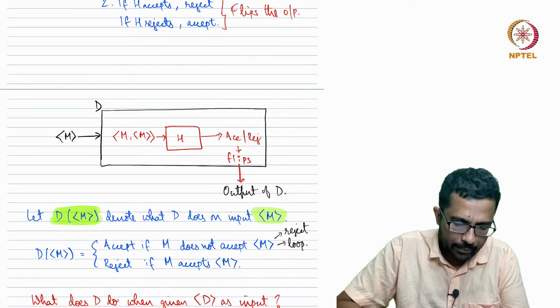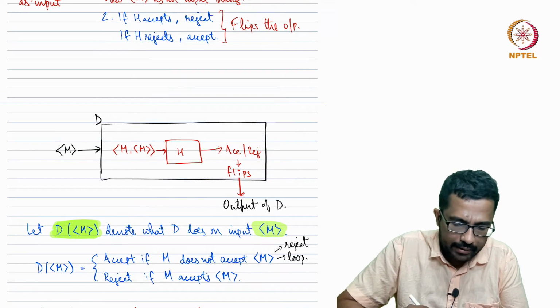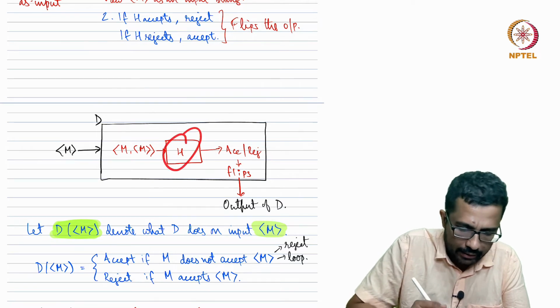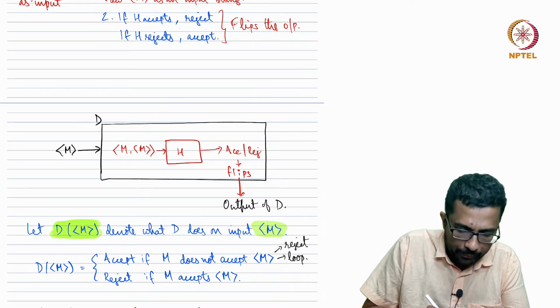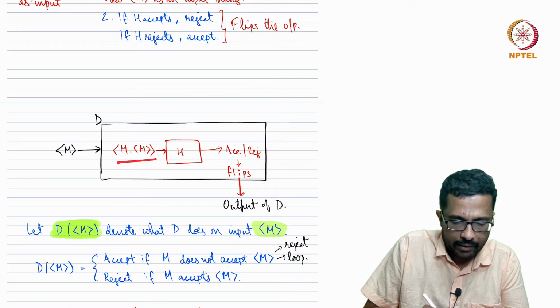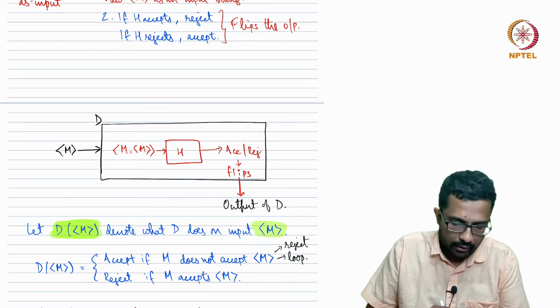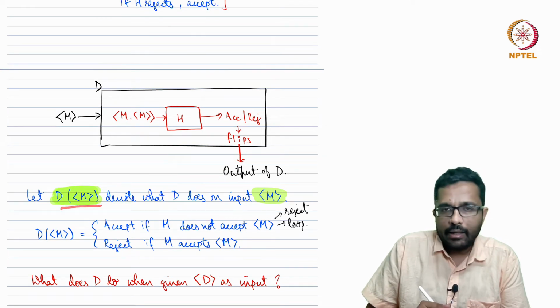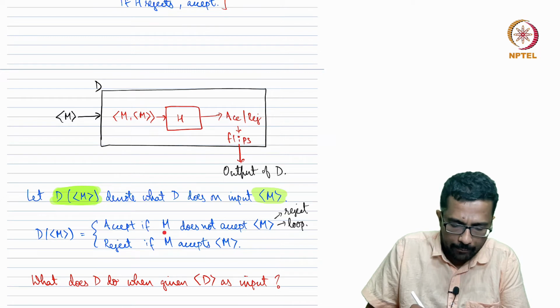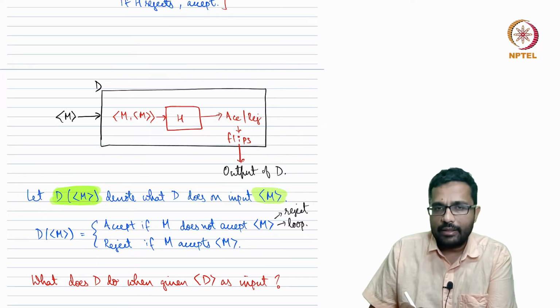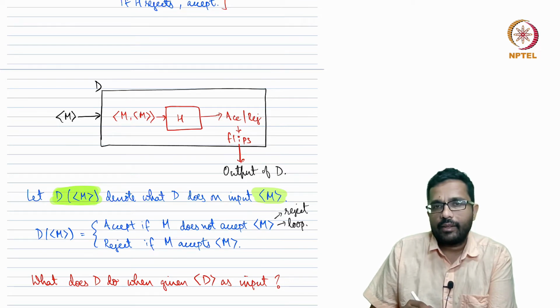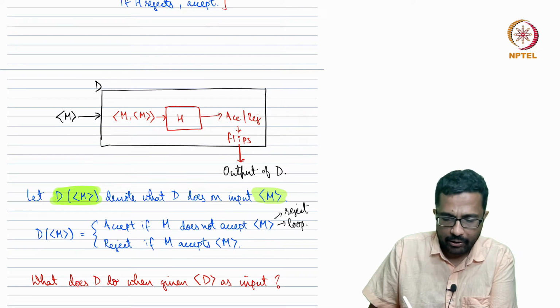So let me just recap, because it's such an important proof. H is a decider for ATM. And what does D do? When given M as input, it feeds H with M and its own description as input, and it flips the output of H. It feeds M and its own description to H. If M accepts its own description, then D rejects it. If M does not accept its own description, then D accepts it. So D accepts M if M does not accept its own description. D rejects M if M accepts its own description.